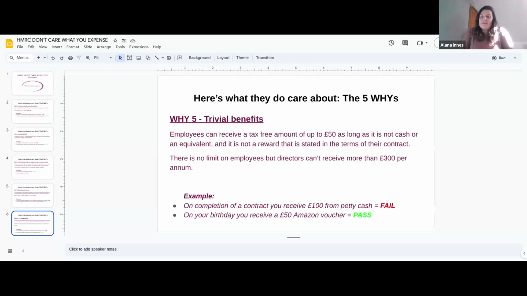So an example of something that would fail this is if on the completion of a contract, your employer then went into the petty cash and said, there's £100 cash, and gave you £100 cash. This would fail because it's cash and it was a reward for work. So it has to be seen as something that is not a reward for anything to do with work. So on the pass side, here's an example. We've shown if it was your birthday and you received a £50 Amazon voucher, that would pass because it's for your birthday, it's not work related, and it's not in cash format, so there's no need to complete a P11D form for that.